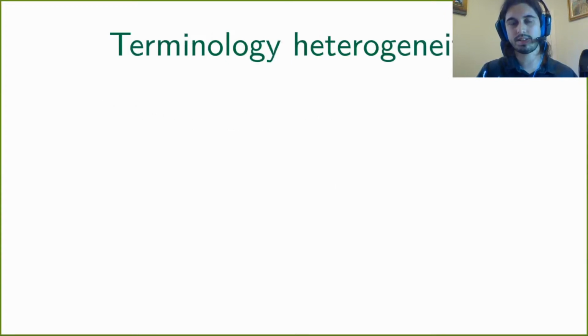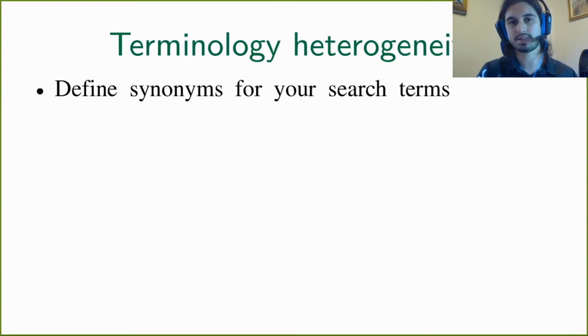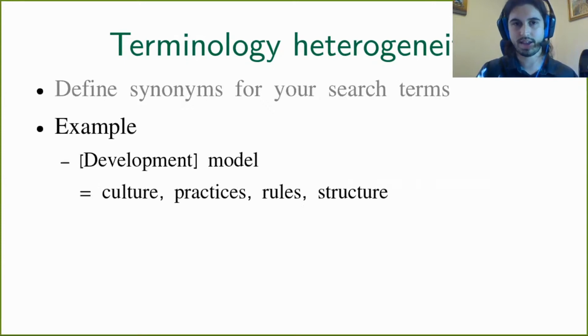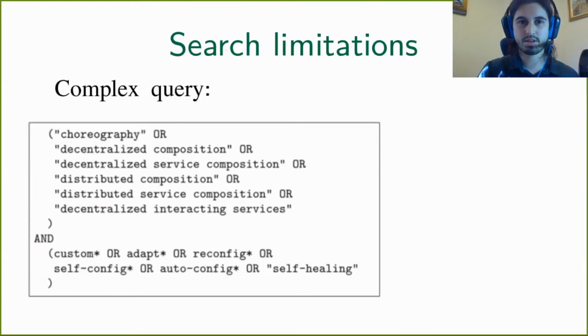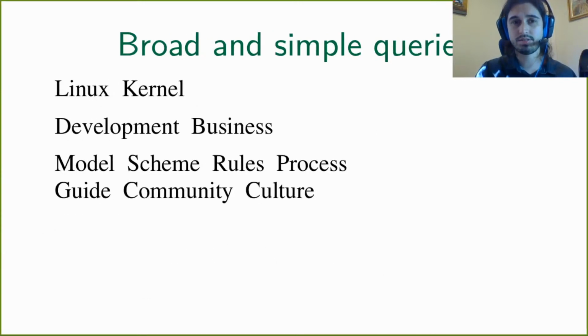Moreover, the terminology for gray material can be wider than for academic papers. Therefore, you need to define synonyms for your search terms in the query. For example, we expanded development as culture, practice, rules, and structures. But on the other hand, search engines for finding gray material usually cannot handle complex queries. Therefore, you need to sharpen your query to be both broad and simple, which is hard.